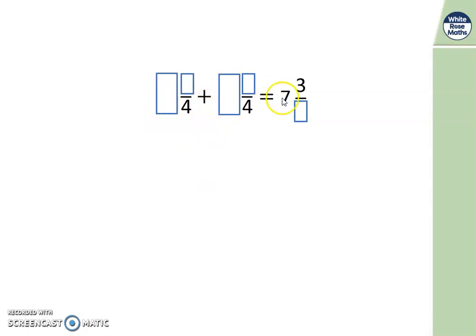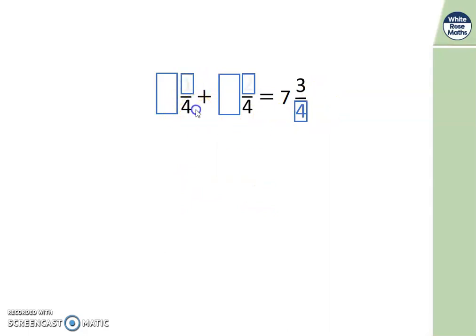Let's have a look at this. We've quite a few missing boxes, but you can notice that these are quarters, and therefore in the answer it must be quarters. So now we know the answer is 7 whole ones and 3/4. How many whole ones would make it up to 7 whole ones?